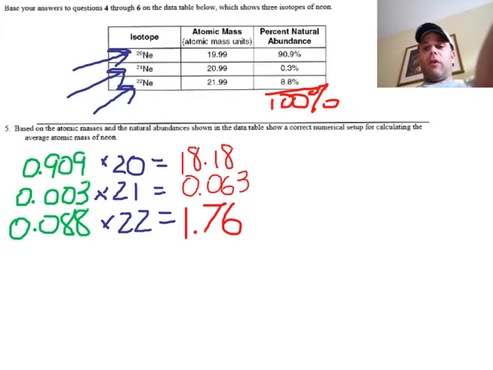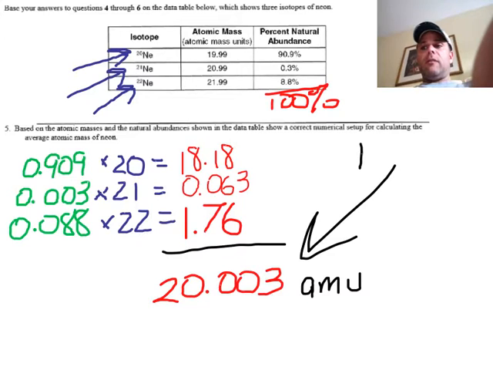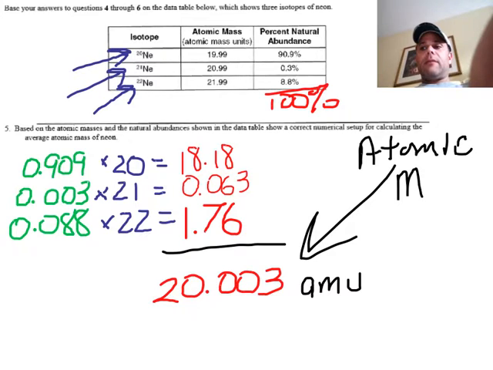Now to finish this off, what we would do is add these together. And what you get then is 20.003. Now that is the weighted average of the naturally occurring isotopes of neon based on their percentages. So it's 20.003. That would be AMUs. And this is then termed, instead of mass number, the atomic mass. There you go.